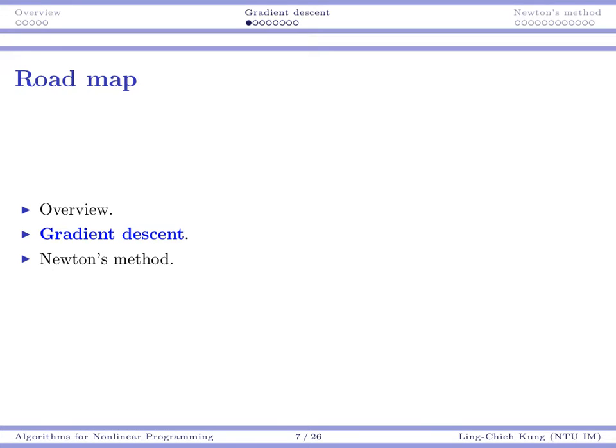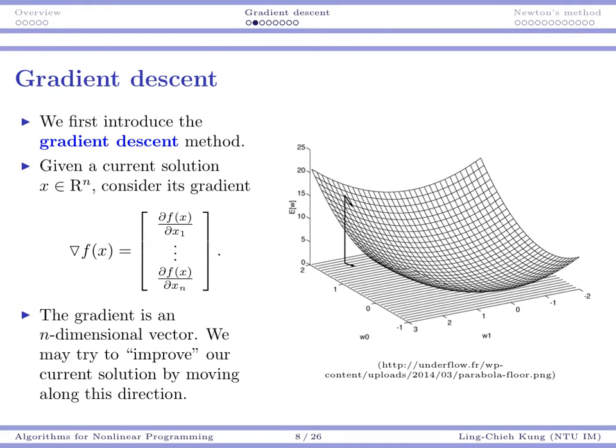Okay, so let's start to introduce our first algorithm, which is called gradient descent. Our purpose for these two videos is to talk about the gradient descent method. So obviously it depends on the gradient of a function.